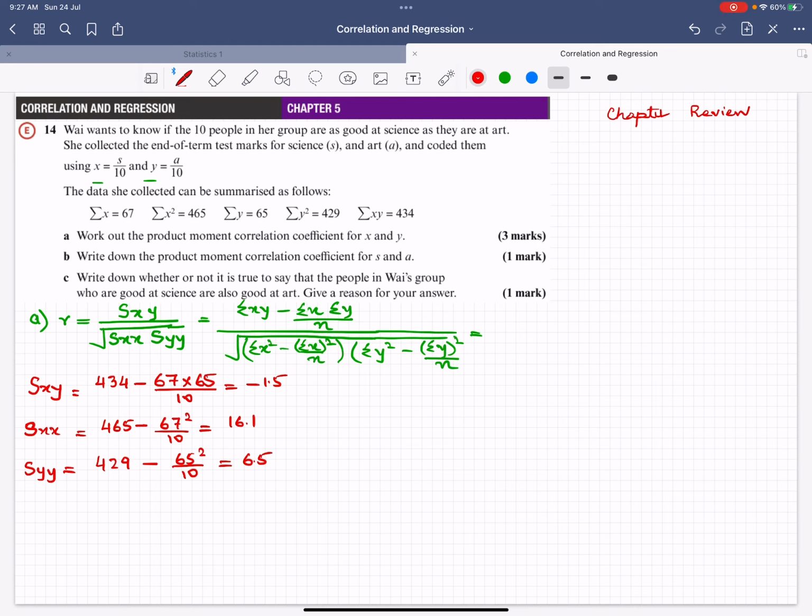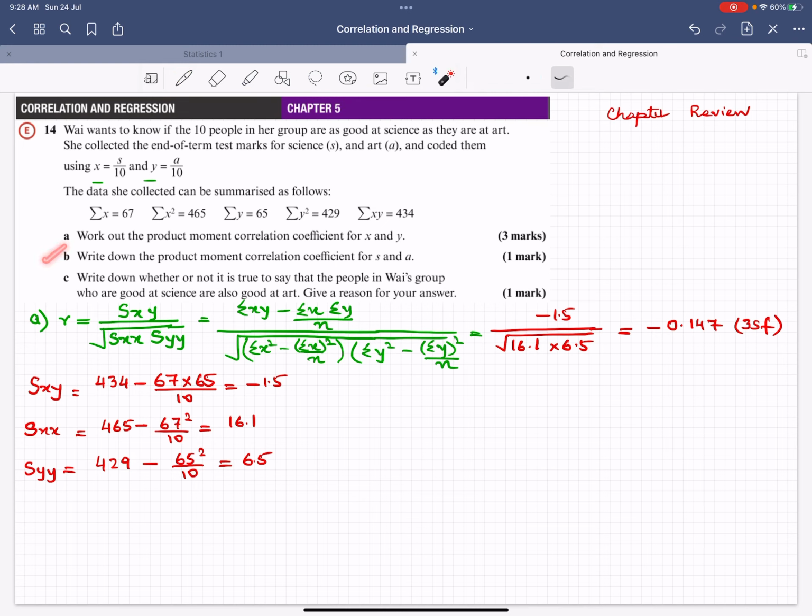So let's plug in these values into our formula. For R, we have Sxy as negative 1.5 divided by the square root of 16.1 as Sxx into 6.5. And when we work it out, we get negative 0.147 to three significant figures. And that answers part A, which is the value of product moment correlation coefficient for x and y.